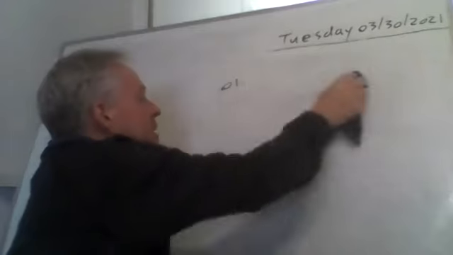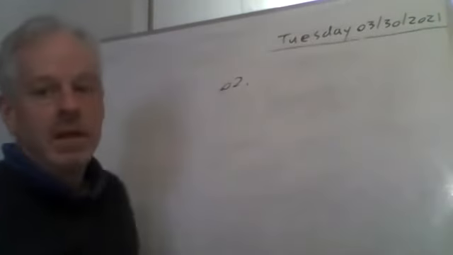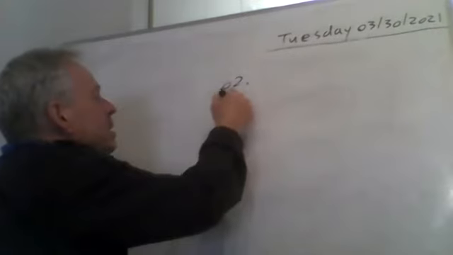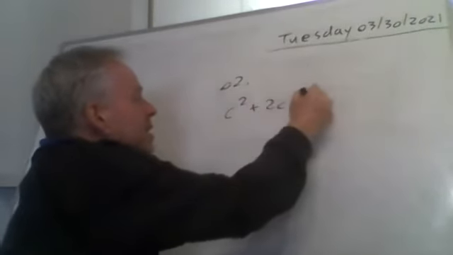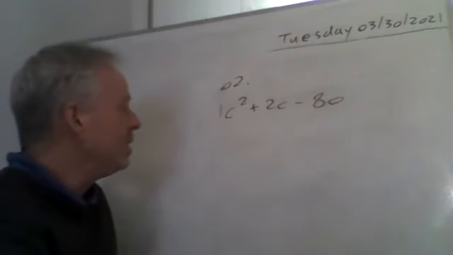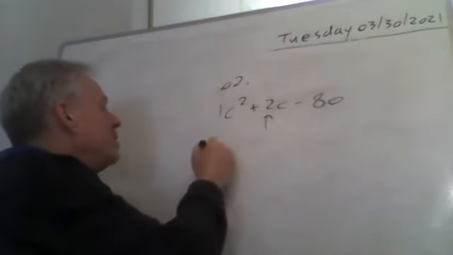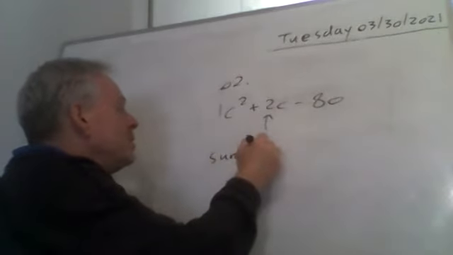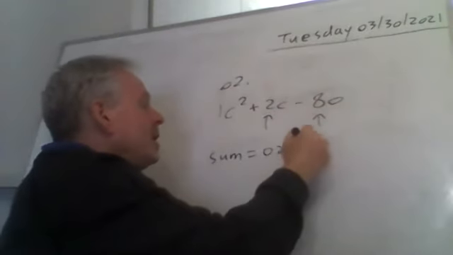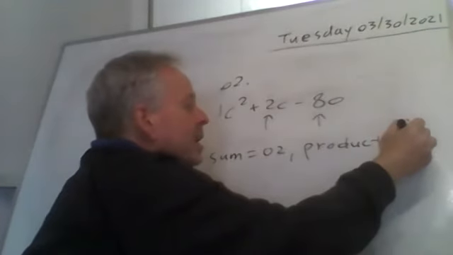This next example is example 2. In example 2, we're going to do c squared plus 2c minus 80. So again, the leading coefficient is 1. And now what we would do is take the coefficient of c, which is 2. We want two numbers whose sum is equal to 2. And then you look at the constant, which is negative 80, and we want two numbers whose product is negative 80.